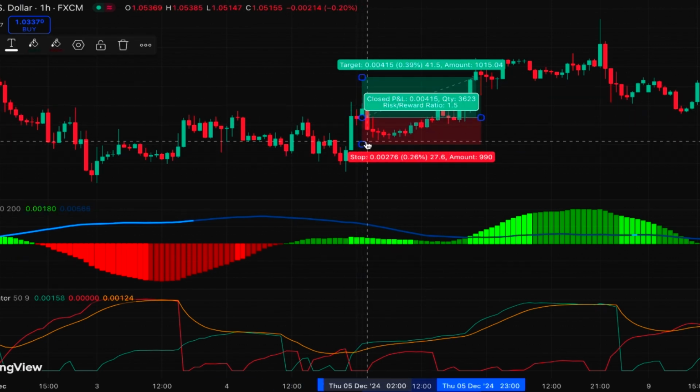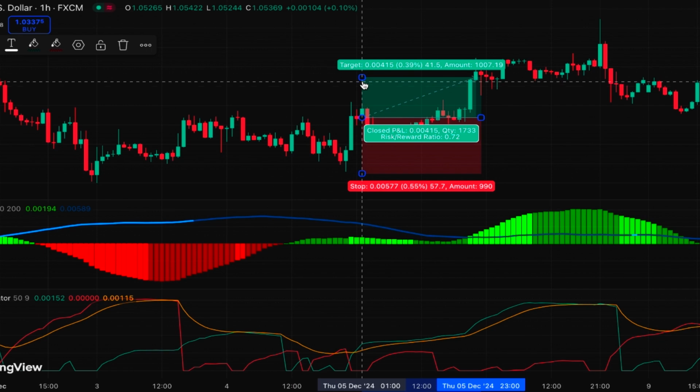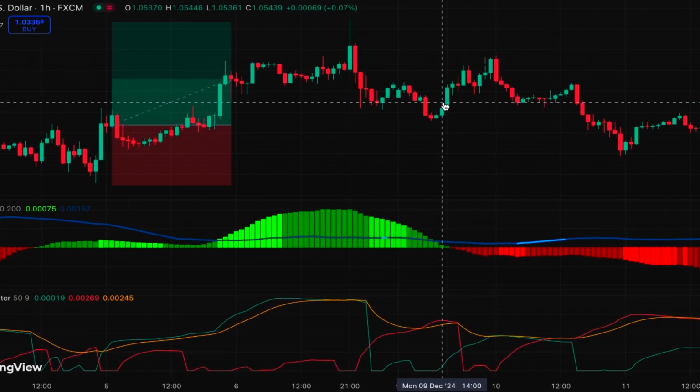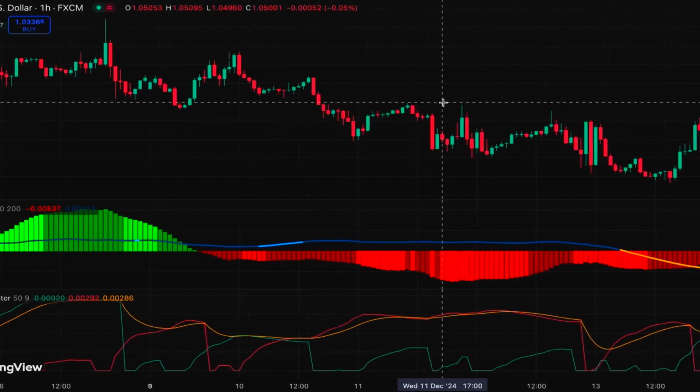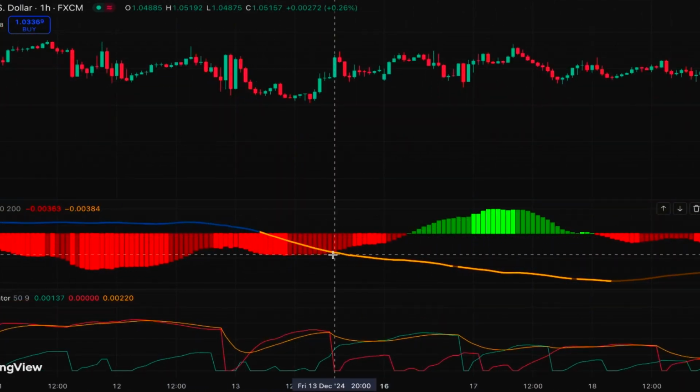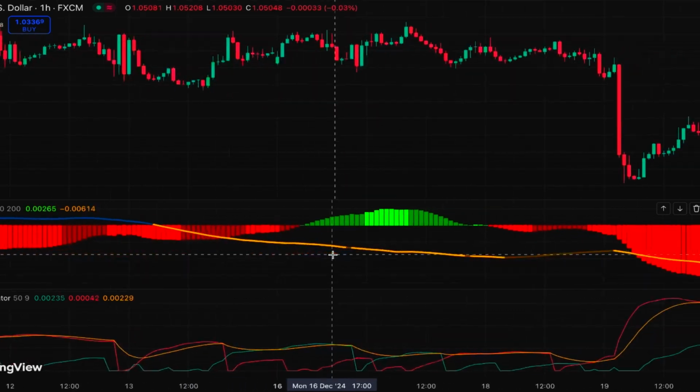The stop loss below the previous swing low, and the profit target at 1.5 risk to reward ratio. Moving on the chart, we don't have any signal around here, and from here you can see that the line went below the center line, and in this situation we should look for short position opportunities.